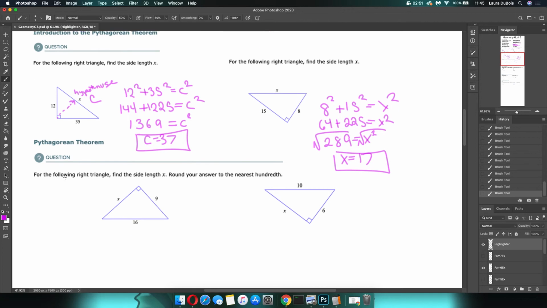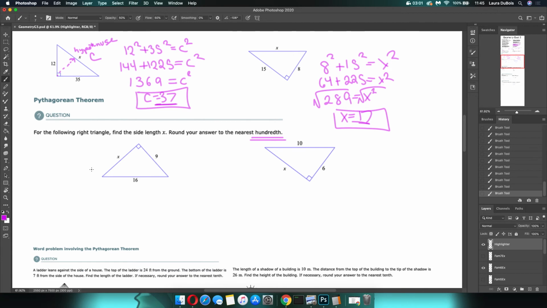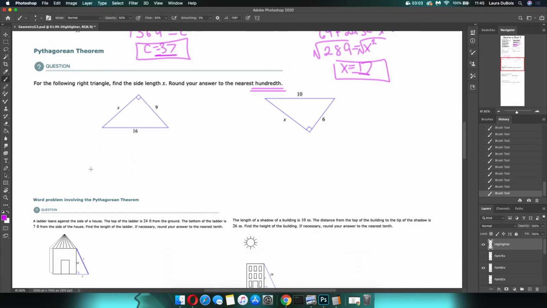Next up, round your answer to the nearest hundredth. Now here is where you realize that the world is not always going to give us something that divides so perfectly. We will sometimes get decimals, and we're going to be mentally okay with that. So x squared plus 9 squared equals 16 squared. So x squared plus 81 equals 256. Again, my Algebra 2 kids, you have your perfect squares, 1 through 20. You're going to use it again.